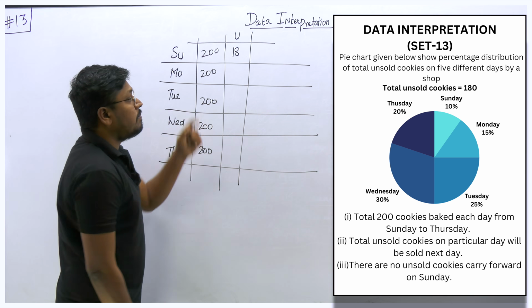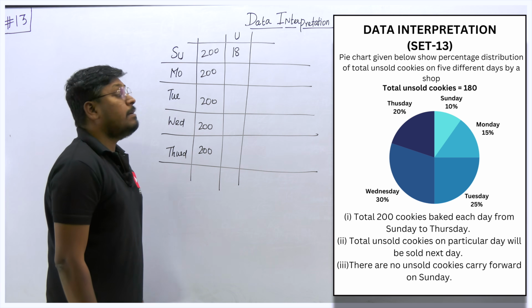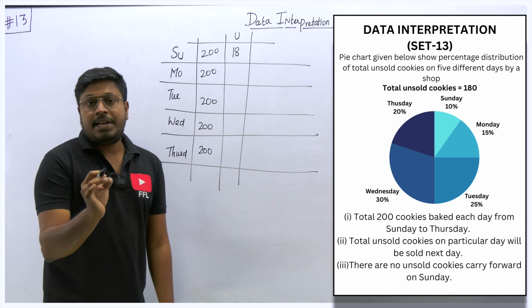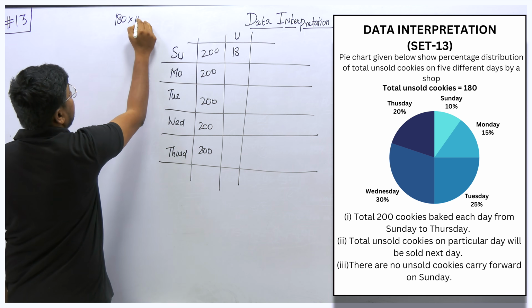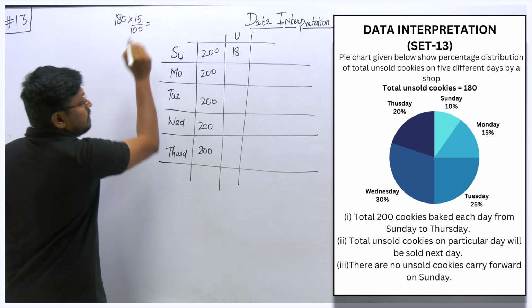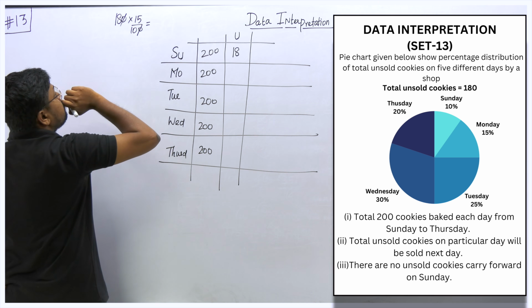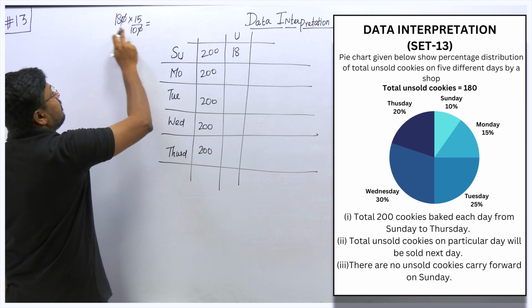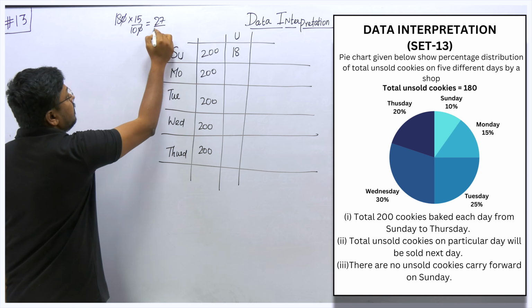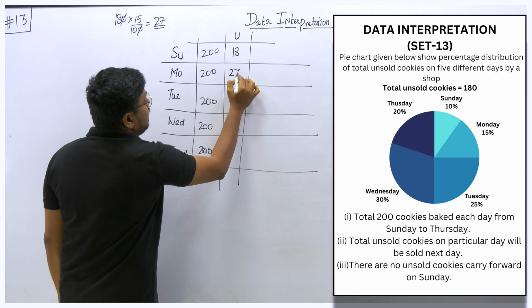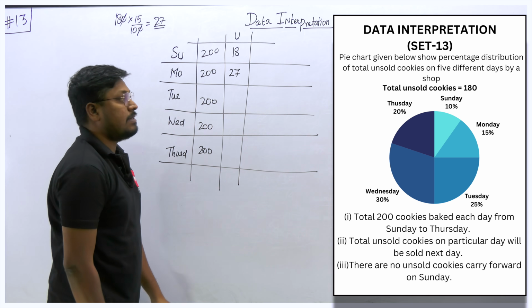Similarly, what about Monday? Monday will be 15%. So 15% of cookies were unsold. So out of 180, we need to find what is 15%. Yes, 15%. So we can cancel the zeros. This will be 1.5. So 9, 18, 27. So 27 will be the total number of cookies that were unsold on Monday.